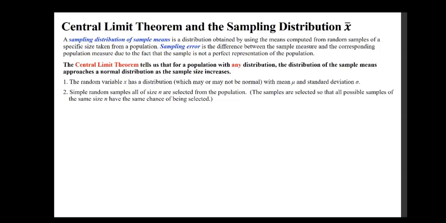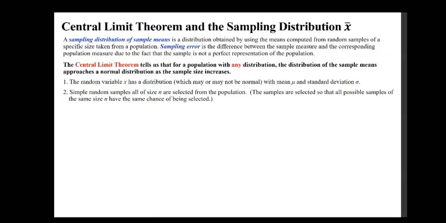A sampling distribution of sample means is a distribution obtained by using the means computed from random samples of a specific size taken from a population. Sampling error is the difference between the sample measure and the corresponding population measure due to the fact that the sample is not a perfect representation of the population. The central limit theorem tells us that for a population with any distribution, the distribution of the sample means approaches a normal distribution as the sample size increases.